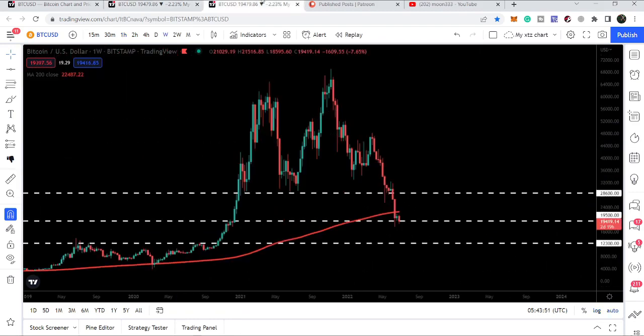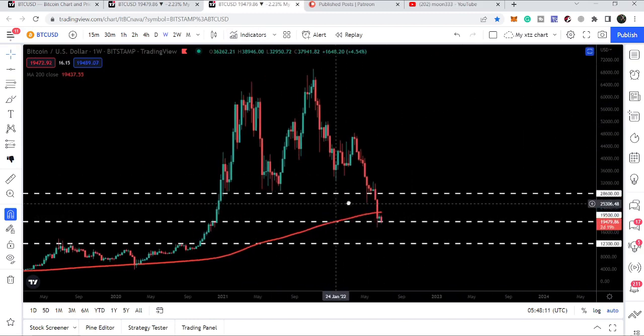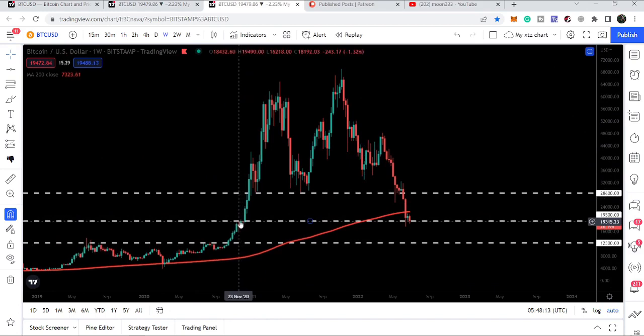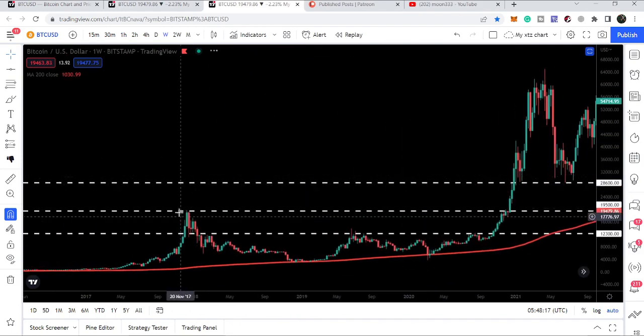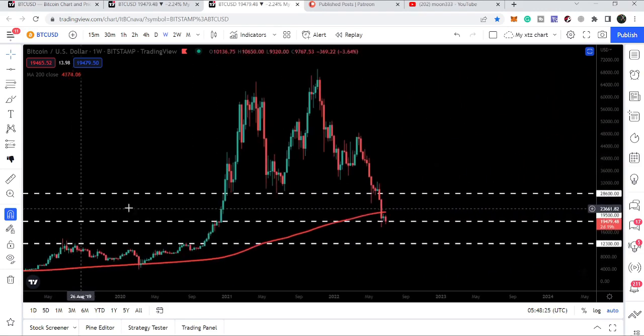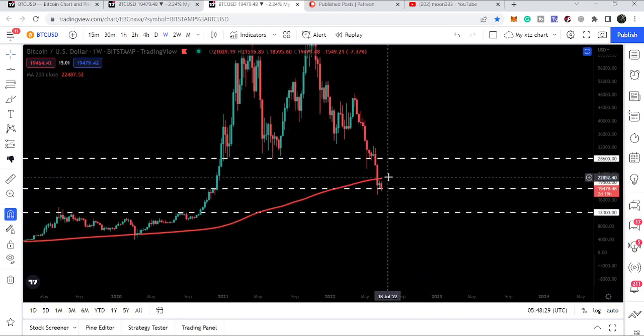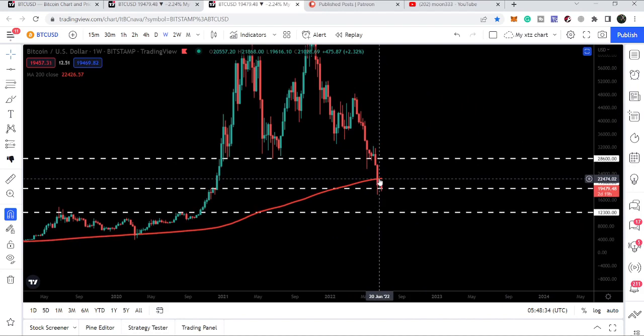If I take you to the weekly time frame chart, you can see that this $19,500 has been working as a resistance here for several weeks back in November 2020. And here it has been working as a resistance back in December 2017. It was also the high of December 2017 as well. And you can see that we are still moving under this resistance of the 200 weekly simple moving average. We are not able to break it out. We need to break it out as soon as possible.